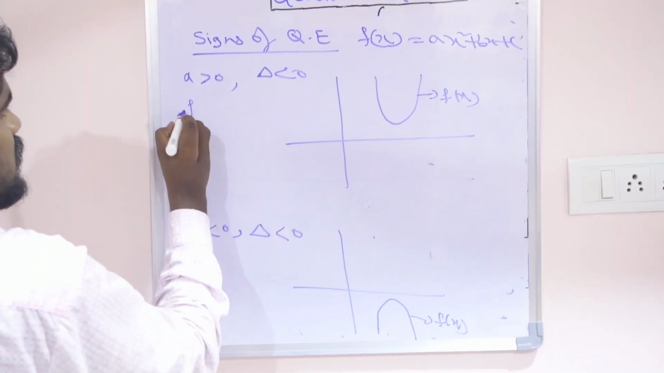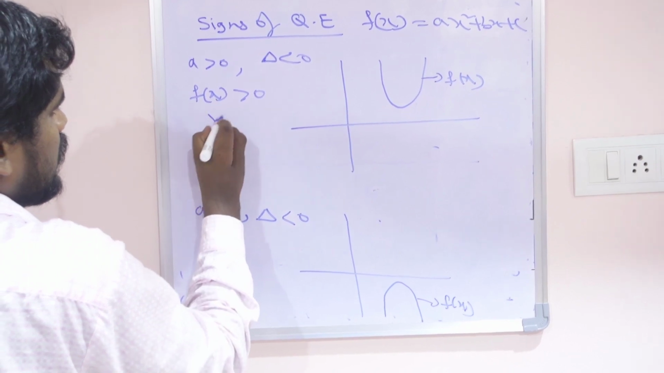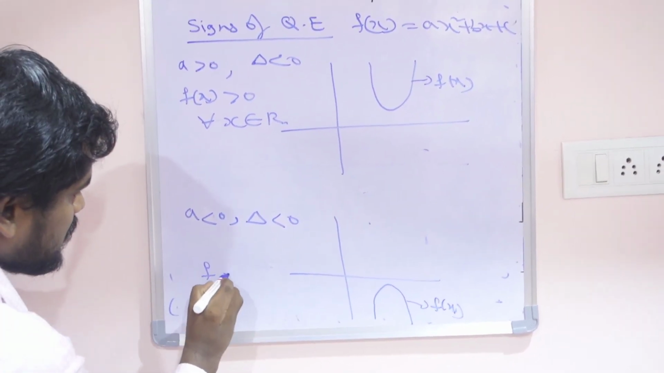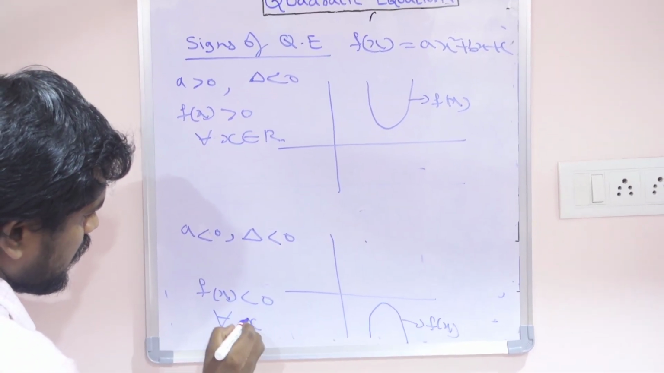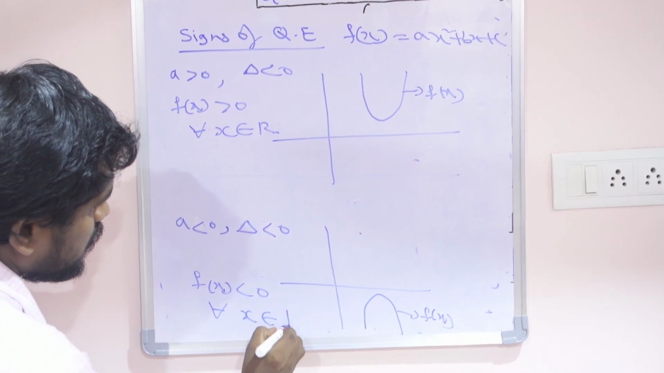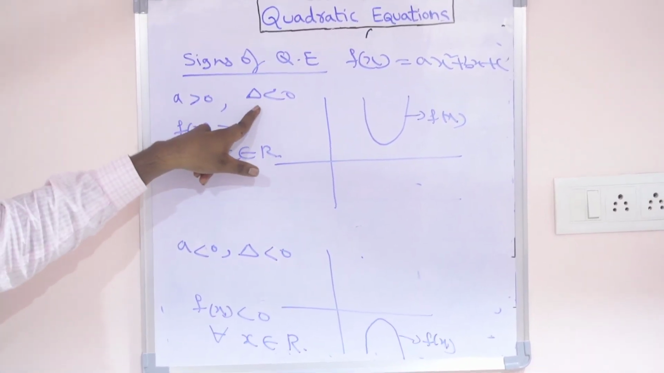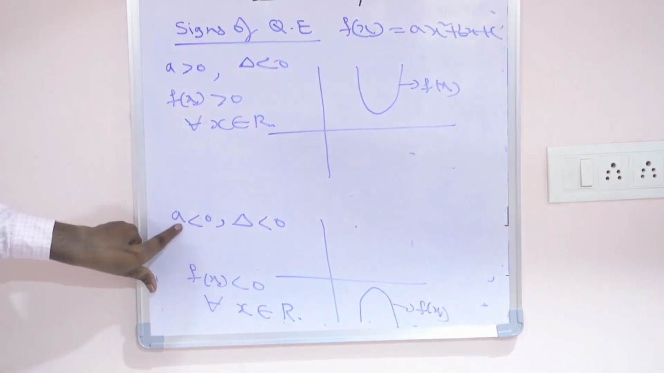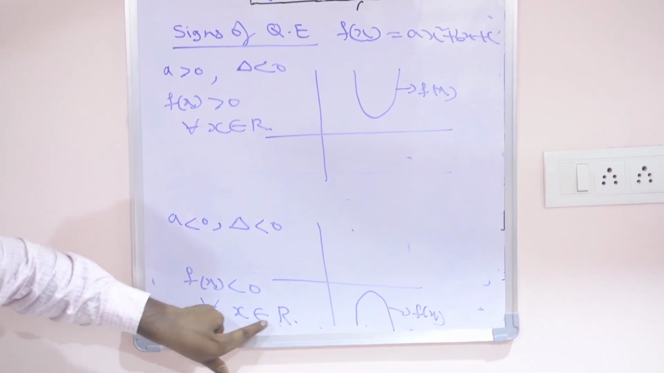So f of x is positive for all x belongs to real numbers. And f of x is less than 0 for all x belongs to real numbers. So these are the two cases: a greater than 0, delta less than 0, open upwards, and it doesn't touch the x-axis, and a less than 0, delta less than 0, f of x is less than 0 for all x belongs to real numbers.